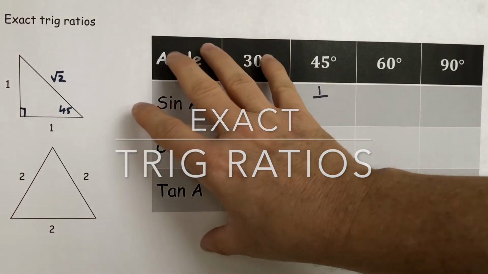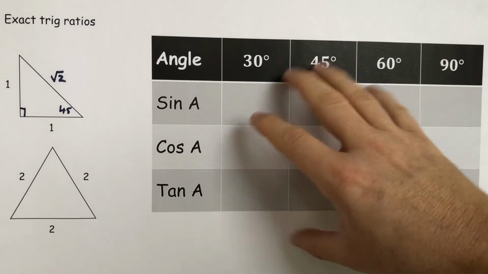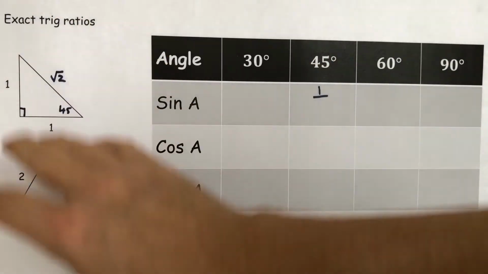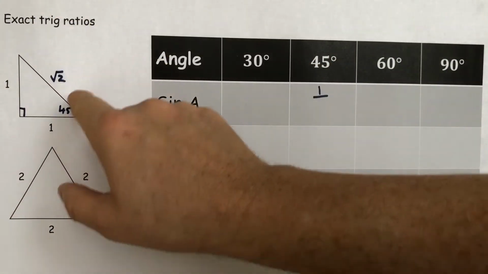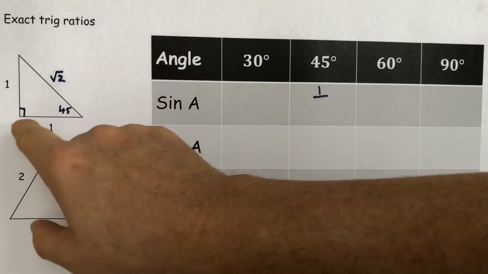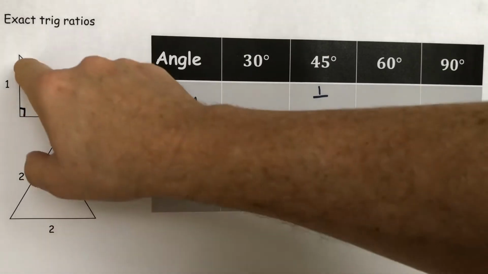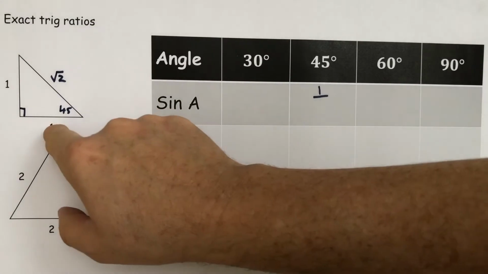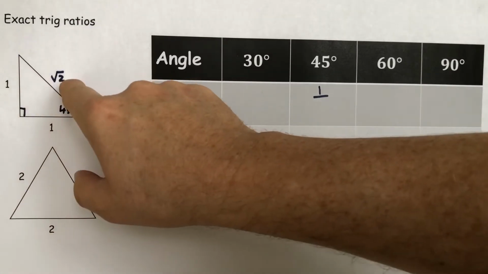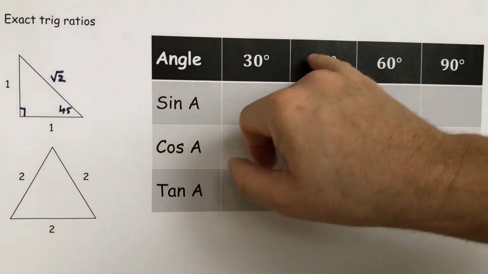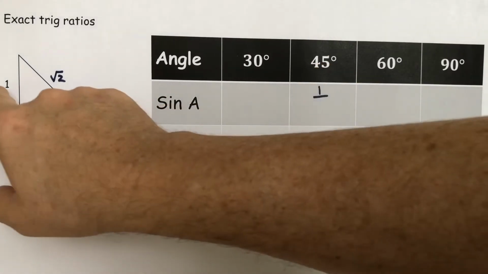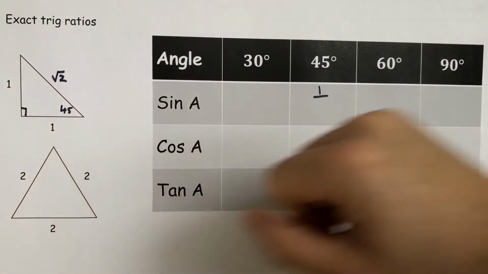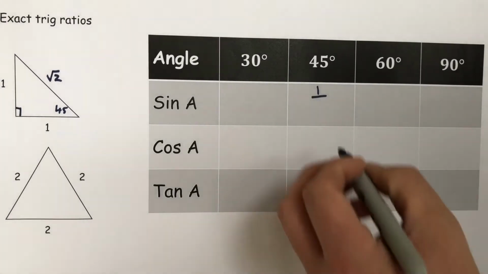In order to remember these, you either remember the table once it's complete, or you remember through these two triangles. The first triangle is an isosceles right angle triangle, where these two angles will be 45, and using Pythagoras' theorem, 1 squared plus 1 squared is 2, so that's the square root of 2. The sine of 45 degrees would be 1 over square root of 2, using opposite over hypotenuse.